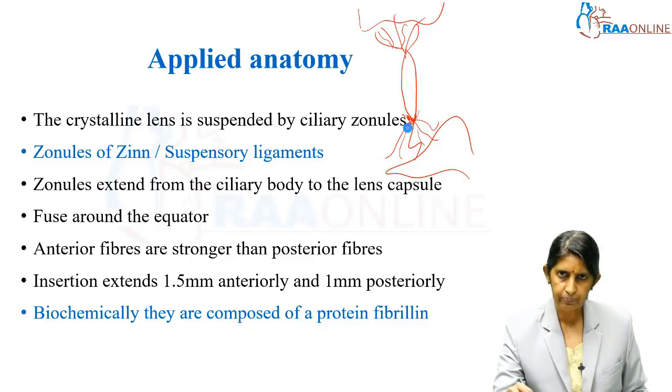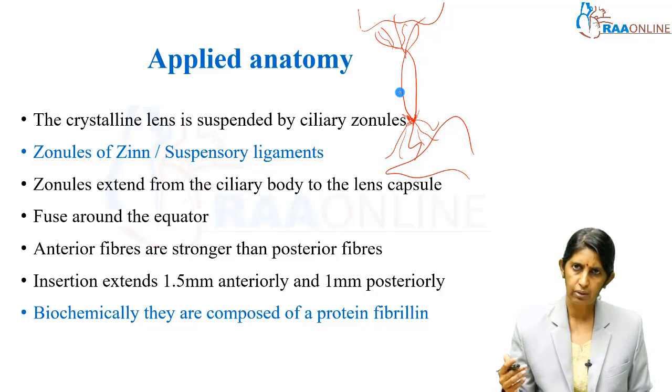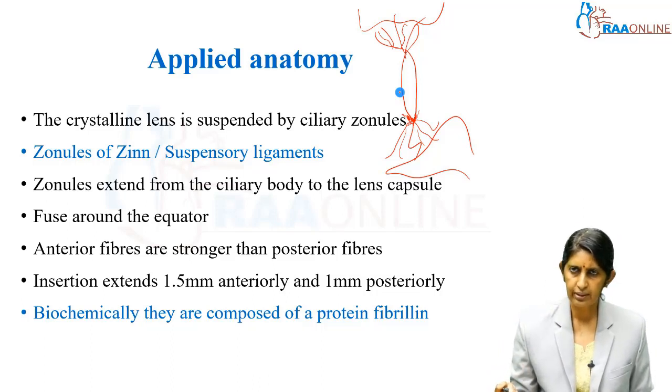Any condition that can result in zonular loss or zonular weakness can be very dangerous, because the position of the lens will get altered, and as long as a few zonules are holding it, the lens will still stay in position. But if the zonules are totally lost, it can be a total dislocation into the vitreous.